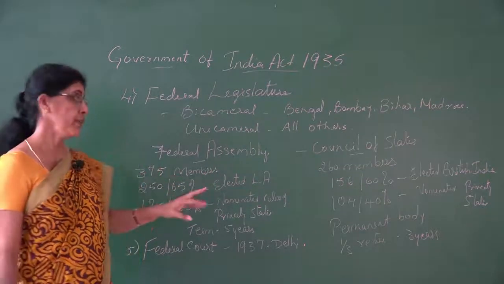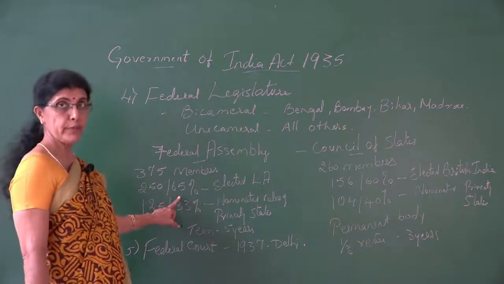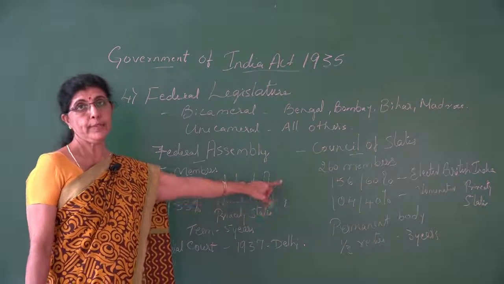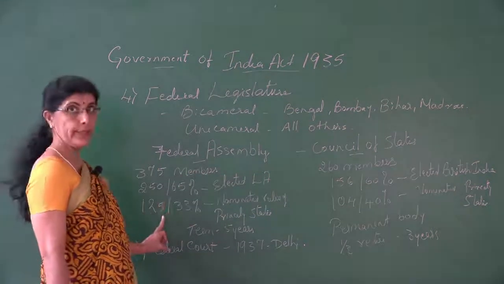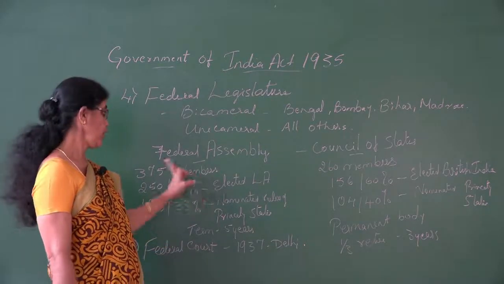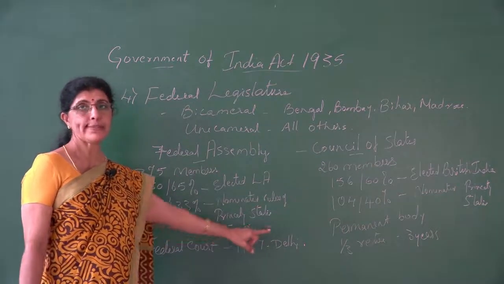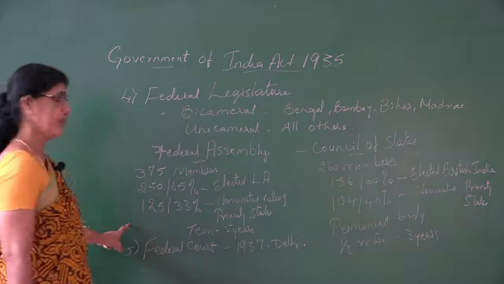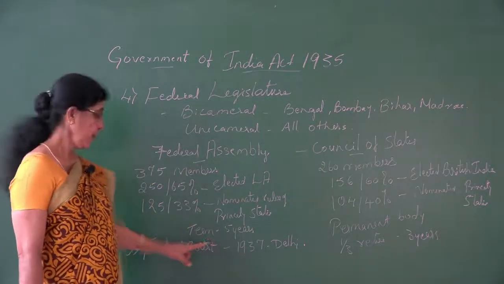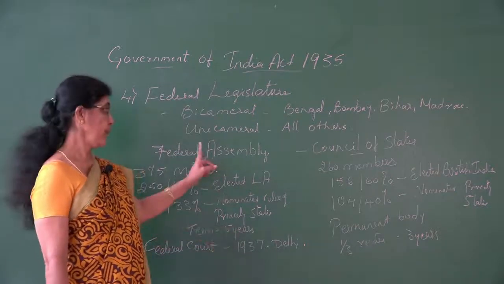Out of these 375 members, 250, that is 65%, will be elected from the Legislative Assembly. Then 125 members, that is 33% of this, will be nominated rulers of the princely states. Now the term of this lower house will be 5 years, and they will be there as members for a period of 5 years.